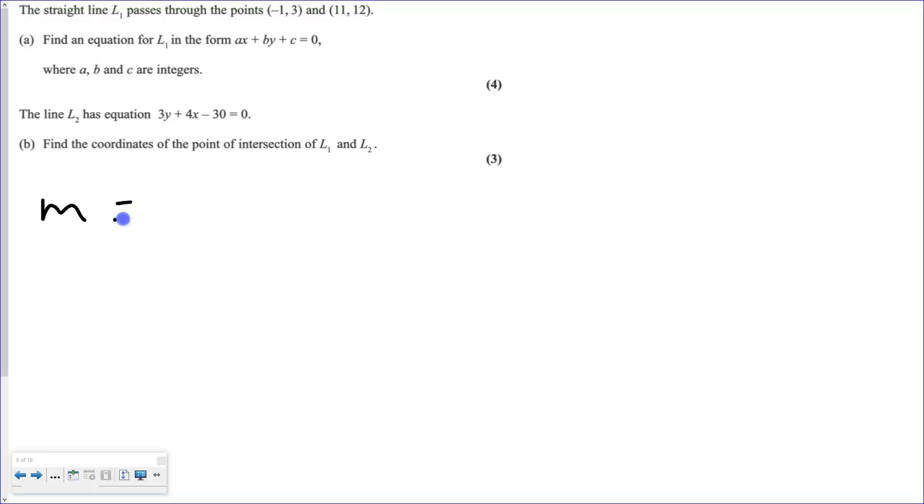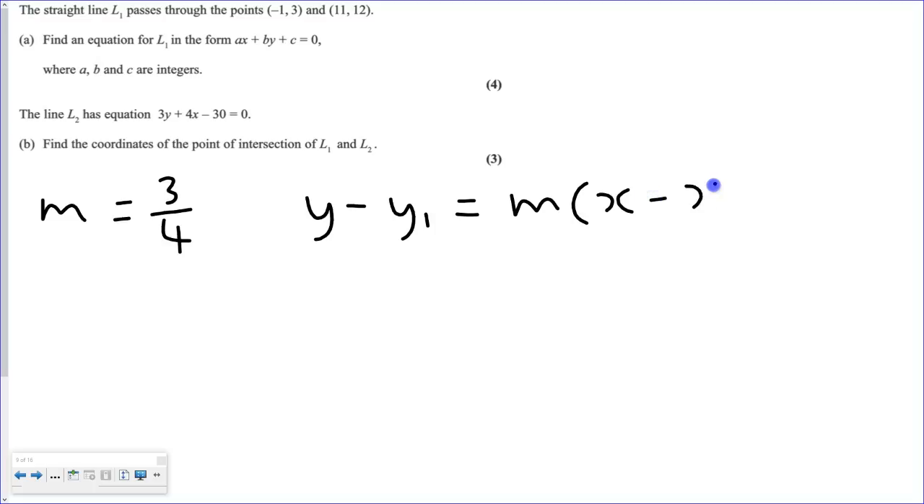Let's write that on this page here. So I found my gradient is 3 over 4. So now I'm going to use the formula for finding the equation of a straight line. And I'm just going to pick the first point that was given as my x1 and y1, but you could pick the 11, 12 if you wanted to. So I keep y as it is. y1 is just 3. m, well, that's the gradient, that's our 3 over 4 that we found previously.